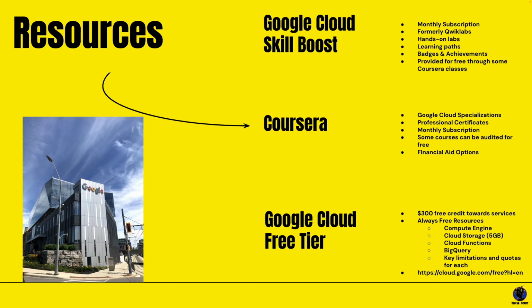Google Cloud Free Tier will allow you to practice knowledge that you've gained on Google Cloud Skill Boost as well as Coursera on the actual Google Cloud Console itself. You'll receive $300 in free credits towards services. There are certain components that are always free. There's a caveat to that: it's going to depend upon the usage and the specific service itself. Some of these free resources are Compute Engine, Cloud Storage, Cloud Functions, and BigQuery, and there are key limitations and quotas for each of the ones I just mentioned.